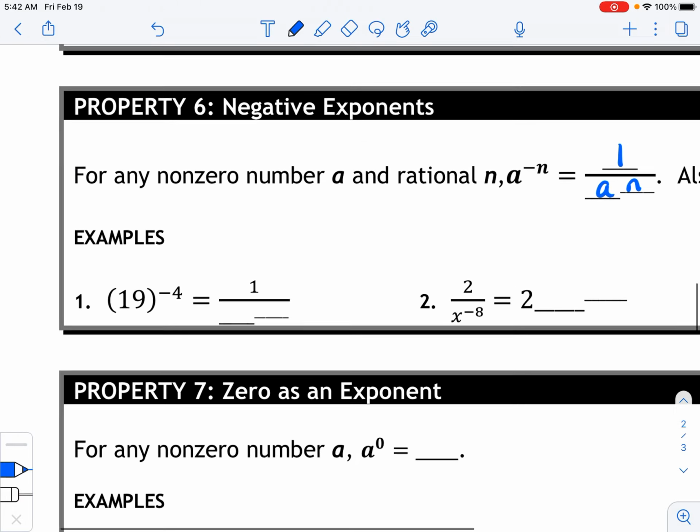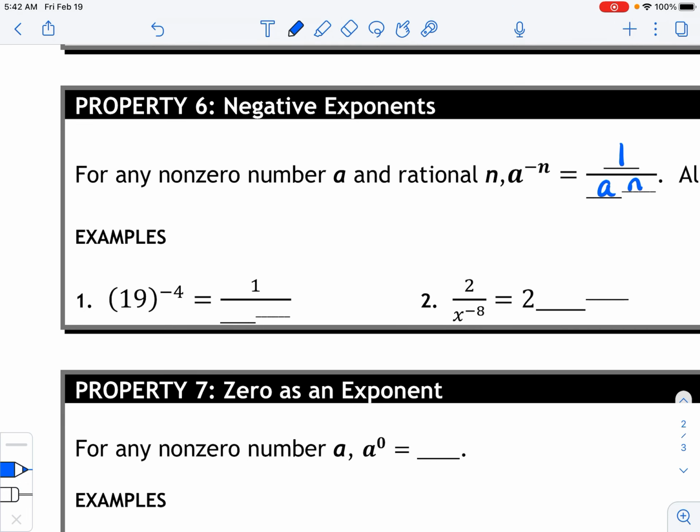For the first example, we have the base 19 to the negative 4th power. So if I were to draw a fraction here and move this base to the bottom, it would become 19 to the positive 4th power. And that's how we're able to change bases with negative exponents to positive exponents, because in our answers from this point forward, in your final answers, all the exponents on your bases must be positive.